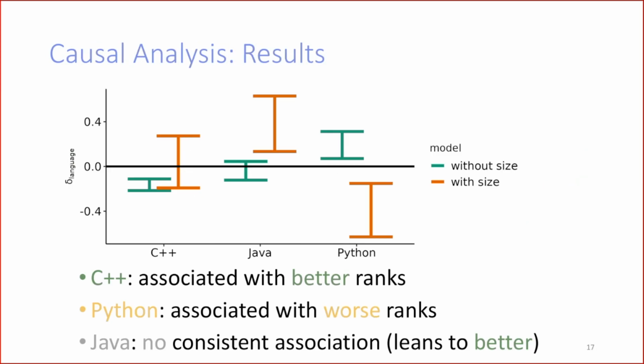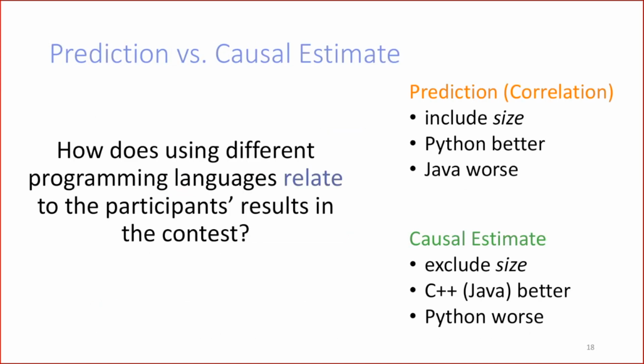Now C++ is below 0, so the interpretation is as before. That means C++ now has a causal effect associated with better results in the contest. Python is above 0, so worse results, and Java crosses 0, but it's heavily in the lower part, so there is a bit of association with better results. So this means that we ended up with two very different answers to the research question, and it's not that one is correct and the other one is incorrect, right?